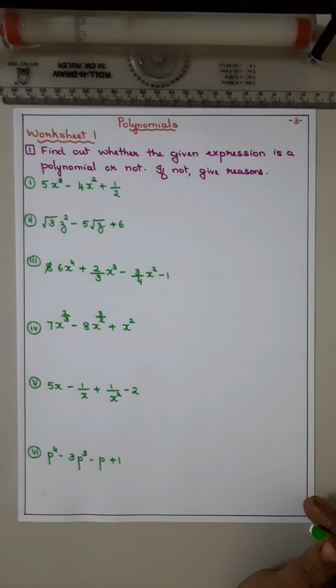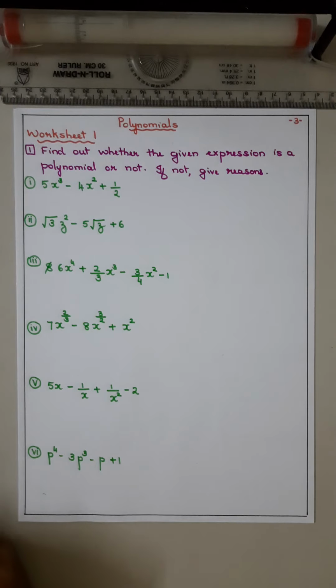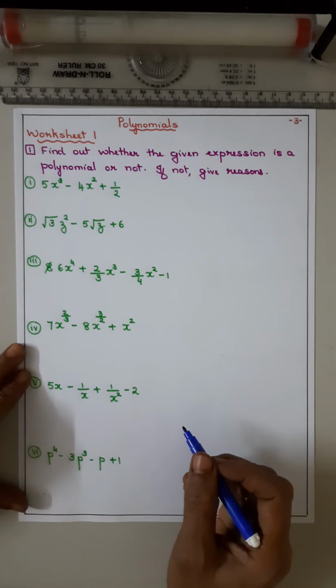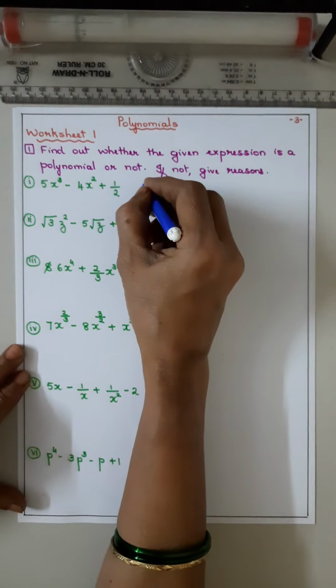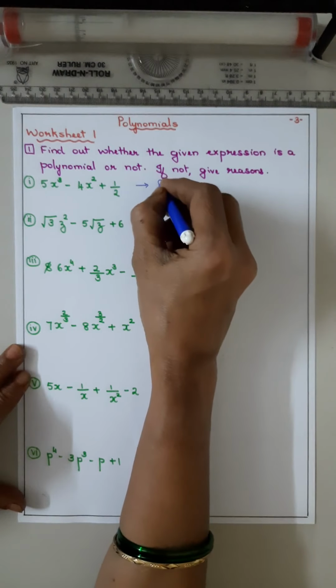Now coming to worksheet 1. The first question is, find out whether the given expression is a polynomial or not. If not, give reasons. So in the introduction you have learned what is a polynomial, isn't it? So first question is 5x cube minus 4x squared plus 1 by 2. Is it a polynomial? Yes, it is a polynomial.